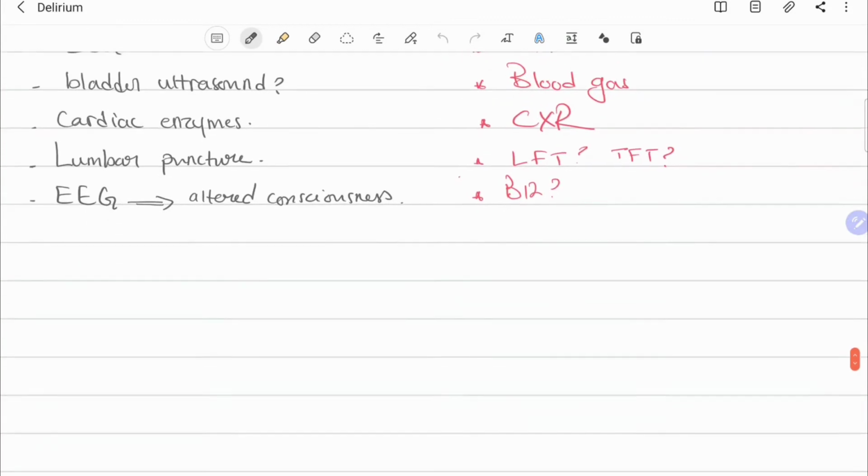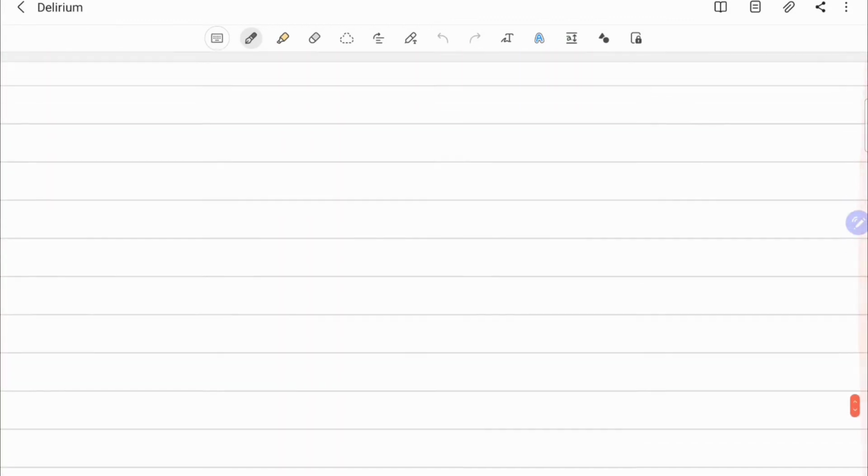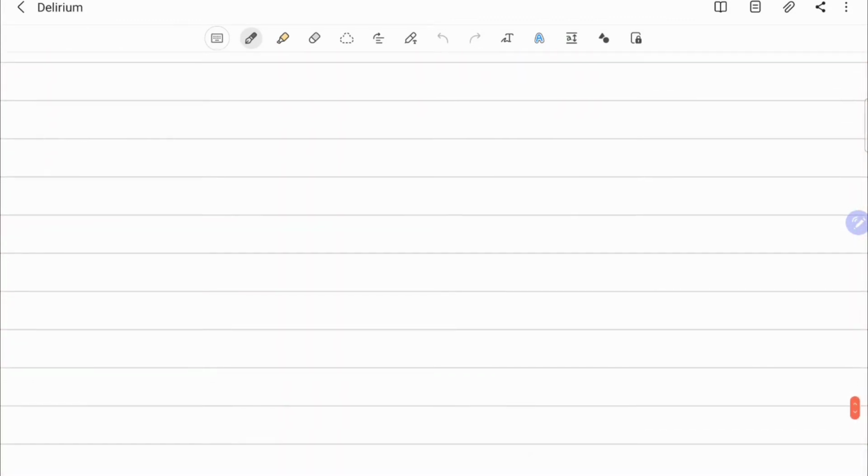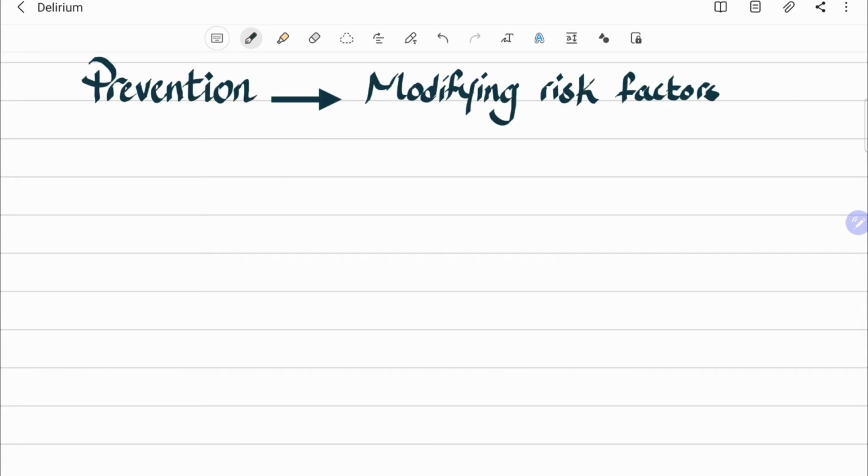So now let's move on to the prevention of delirium. No intervention or group of interventions reliably prevents delirium. However, multi-component, non-pharmacological interventions that manage many of the modifiable risk factors appear to reduce the incidence of delirium.